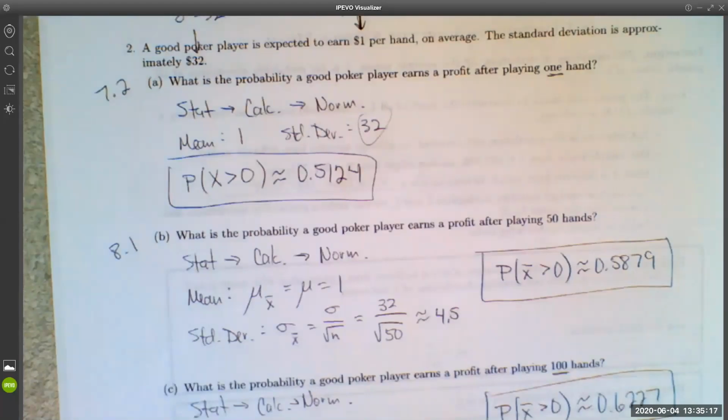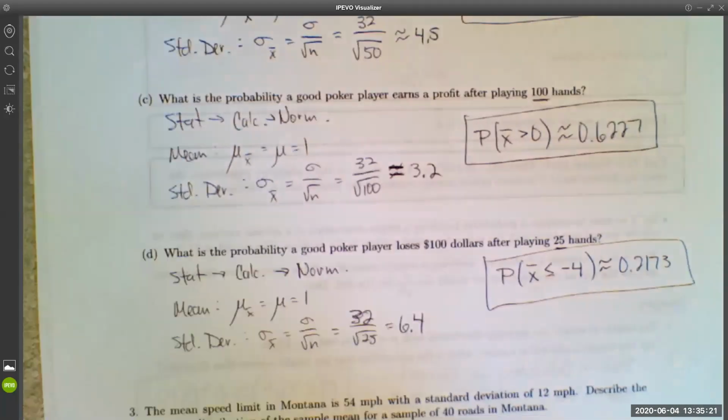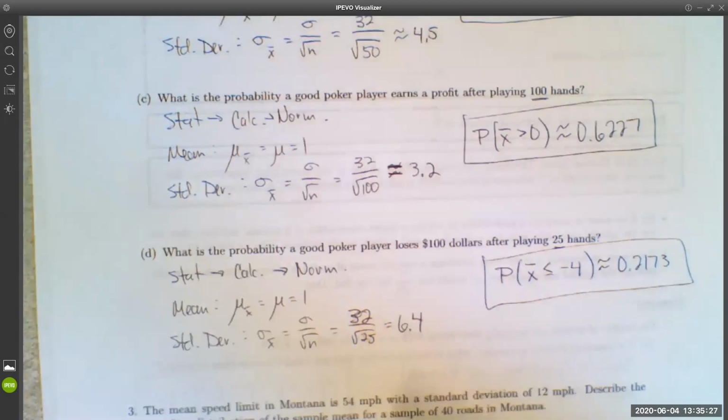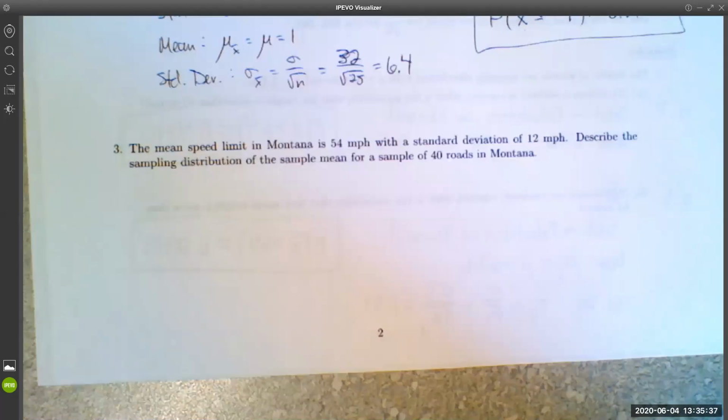That's really the main moral of the story in this section, is that if you want to compute a probability involving a sample mean, then you can still use the normal calculator. You just have to adjust what you enter in for the standard deviation. Okay. Another type of problem that you might encounter in the homework would be something like this. It says the mean speed limit in Montana is 54 miles per hour with a standard deviation of 12 miles per hour. Describe the sampling distribution of the sample mean for a sample of 40 roads in Montana.